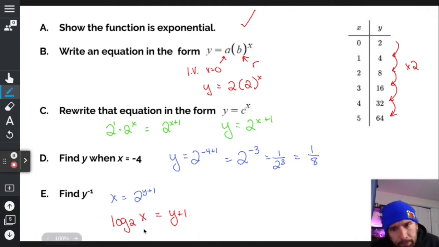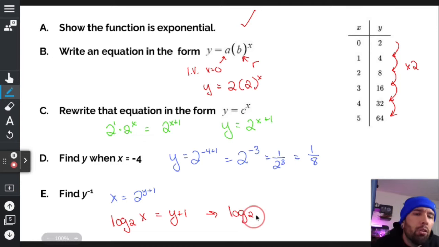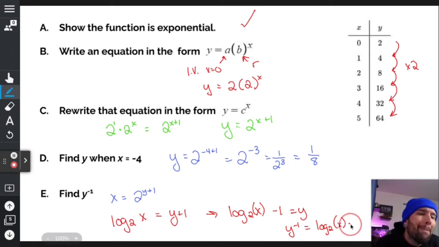One more step, subtract 1 from both sides. And so I have log base 2 of x, I'll put that in parentheses so I know that that minus 1 is not a part of it, equals y. And rewriting that in its final format, y inverse is going to equal log base 2 of x minus 1. All right. Great.